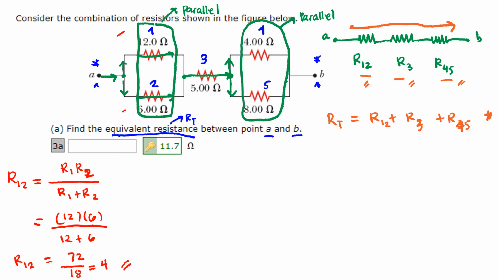Now R3 is just equal to 5 ohms. So by the way, R12 is 4 ohms, and R3 is just equal to 5.00 ohms.